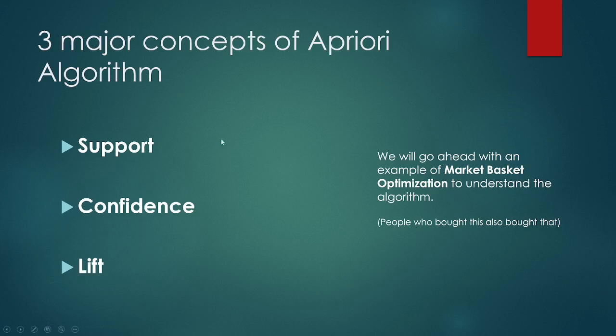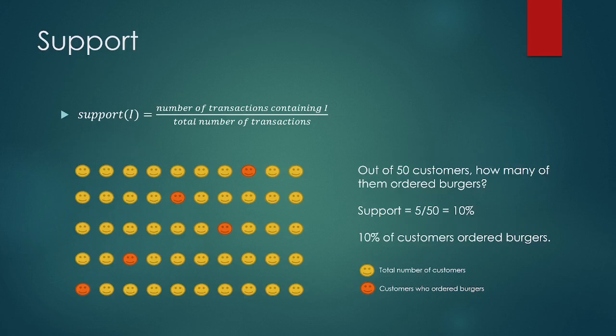Now there are three major concepts of the a priori algorithm: support, confidence, and lift. We will take a market basket optimization example to understand these concepts, and later I will show you one demo example of market basket optimization. So let's talk about support.